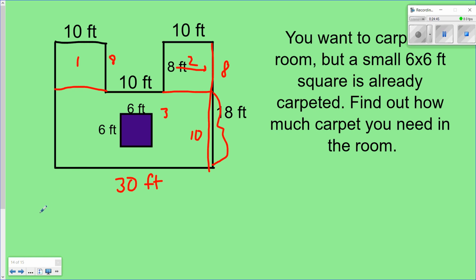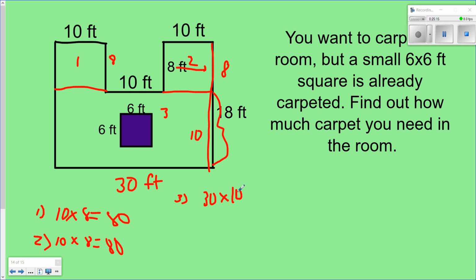So let's talk about our number 1. Up here would be 10 times 8, and that's 80. My second one is the same thing, 8 times 10, and that's 80. My number 3 is a rectangle, which is that 30 times that 10, which is going to be 300. Now we're going to add them all together to see what the whole thing is. So 80 plus 80 plus 300 is 460.